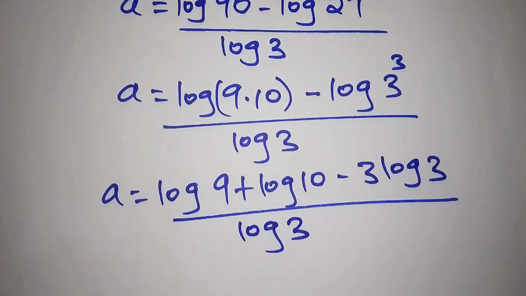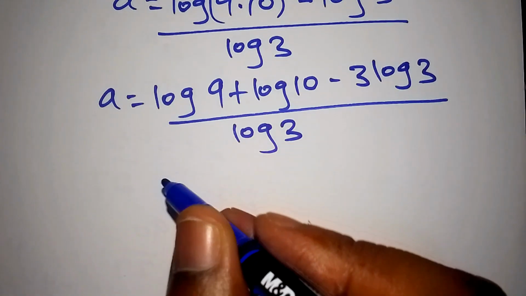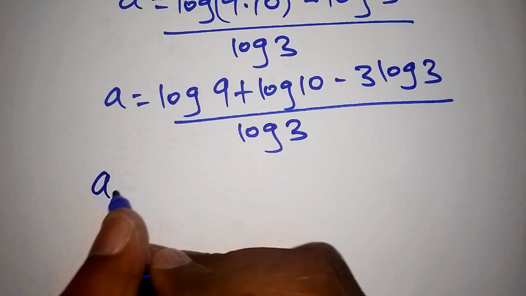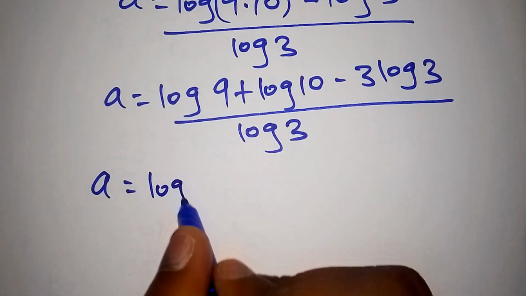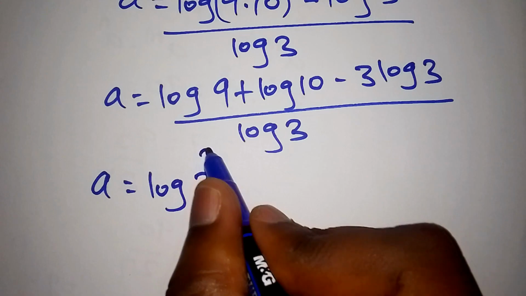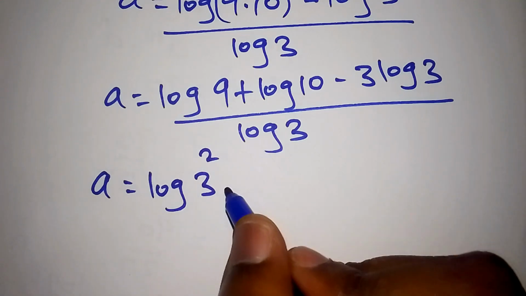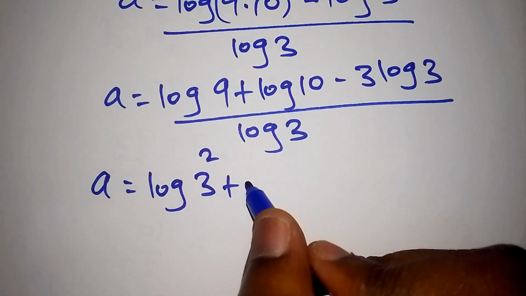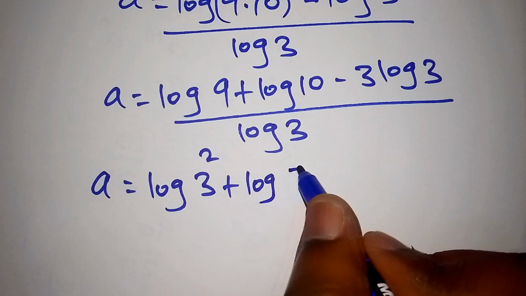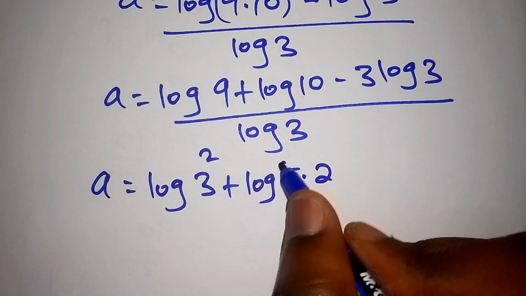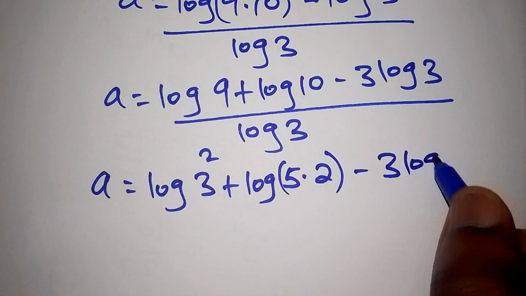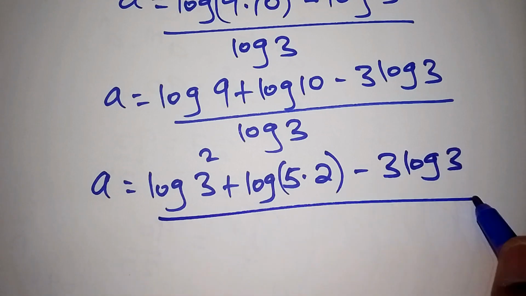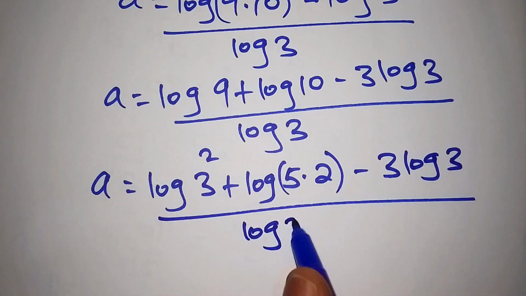Next, the value for a here is equal to, the log of 9 can be written as the log of 3 to the power of 2, plus the log of 10 can be written as the log of 5 multiplied by 2, then in brackets, minus 3, the log of 3, all over the log of 3.